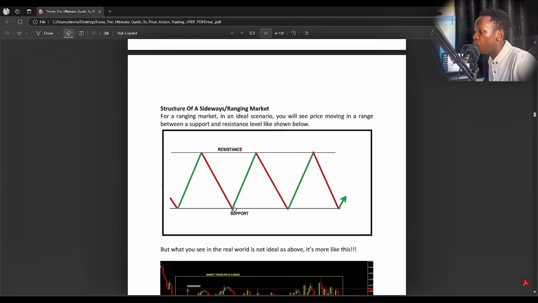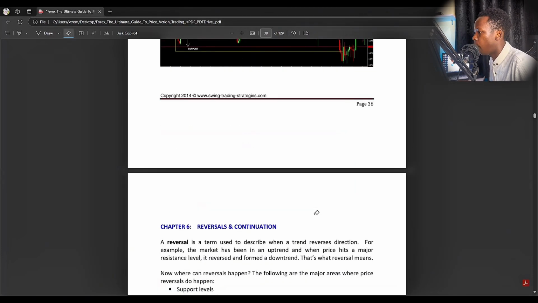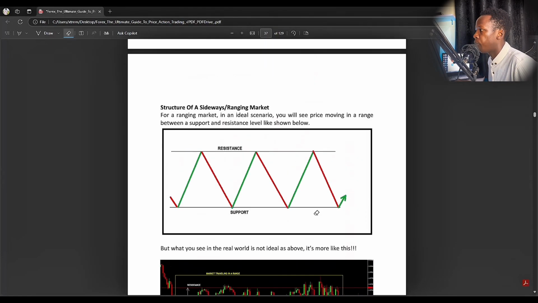That means we buy from support and sell from resistance. This is a chart showing you market travel in a range. Market buys from support, market sells from resistance. Here it's a buy, here it's a sell. The moment the market touches any of these lines, a resistance level line or a support level line, we do what? We enter for a sell, or we enter for a buy.